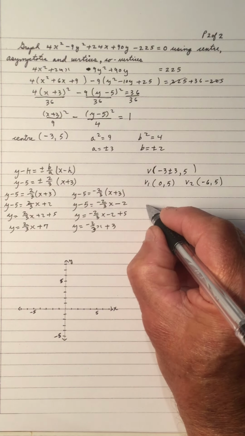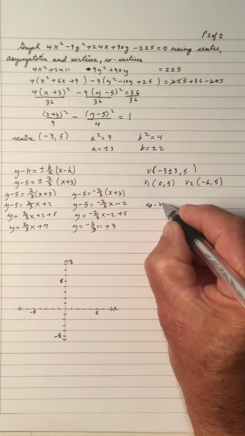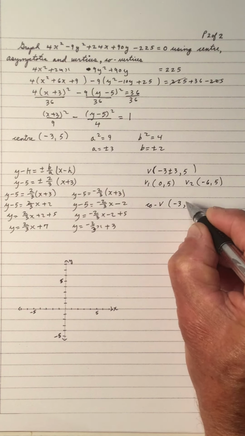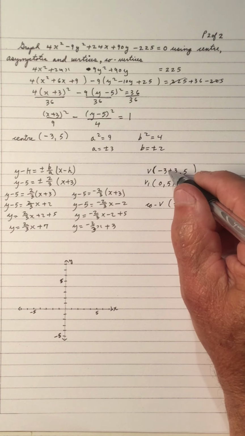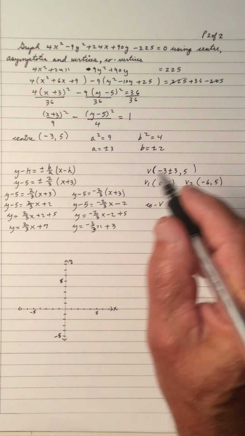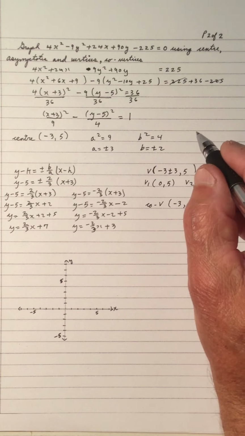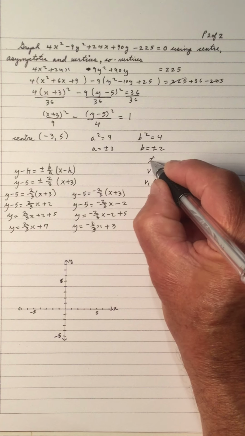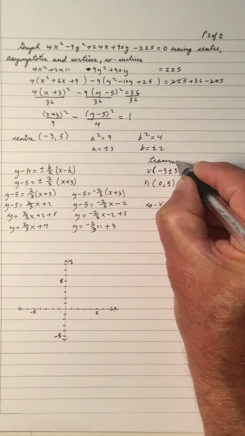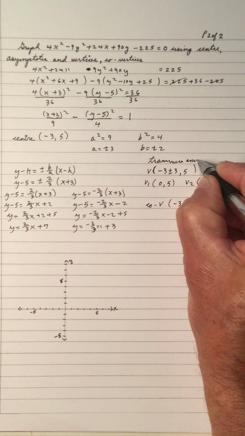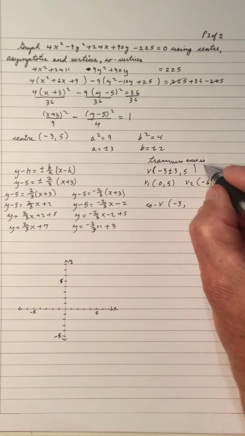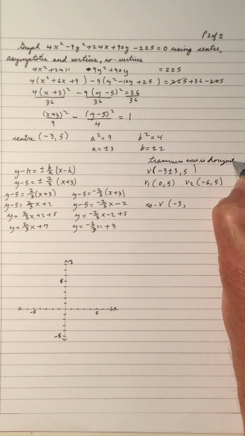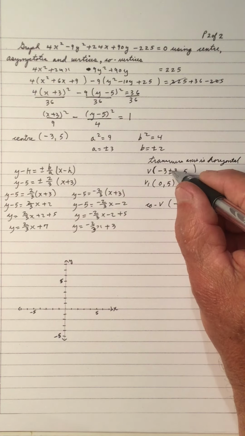Now, the co-vertices, I'm going to call it COV. The co-vertices, we got a negative 3, 5. So the vertices are on the transverse axis, and I didn't mention that. So right now, let's go up here and say the transverse axis is, the x is positive, so it's horizontal. So that's why a is added to the x.